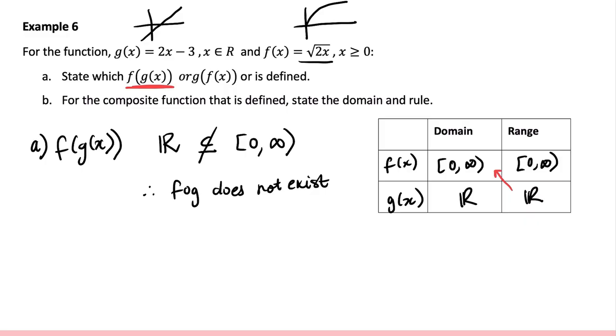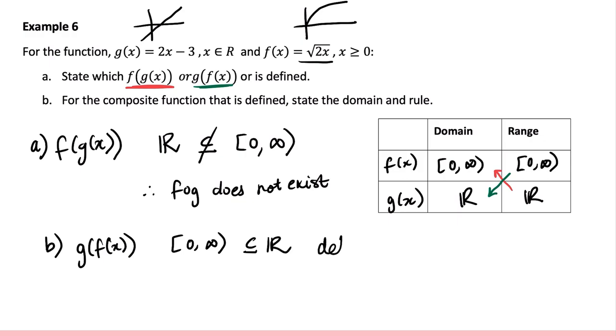Now let's go ahead and try for part B. So that's g of f of x. We'll do that one in green. Now we want the range of f of x, that's the inside, to be a subset of the domain of the outside. Is that true? Yes, it is. This is smaller than all real values. So that is defined. Okay, so sorry, that's actually part A still. This is part B now.